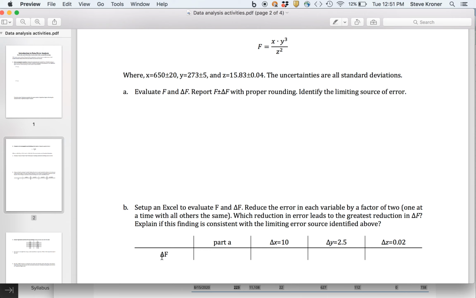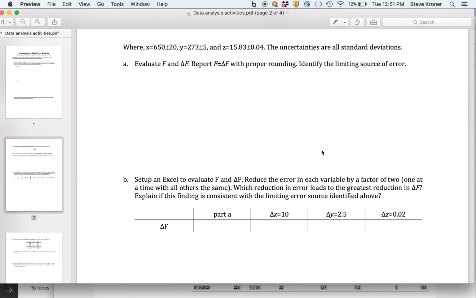So you can report your delta f from part A, and then change x to 10. Everything else is the same. Change y to 2.5. Everything else is the same. Change z to 0.02. Everything else is the same. What you're really testing out is your hypothesis, your result up here of the limiting source of error.